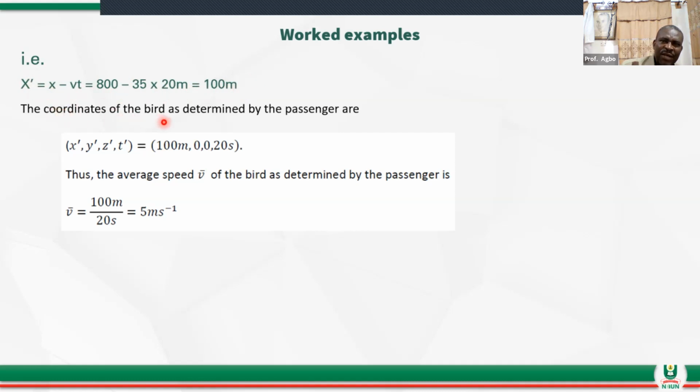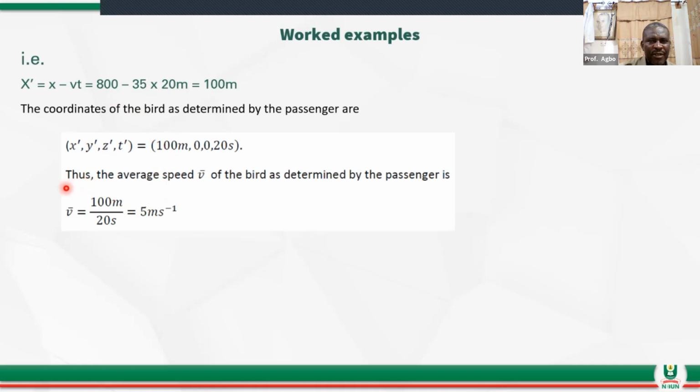The coordinates of the bird as determined by the passenger are x prime, y prime, z prime, t prime, which is now 100 meters, 0, 0, because there's no movement along the y or z axis, and 20 seconds. What I should have written here is either to remove this or put it in seconds.